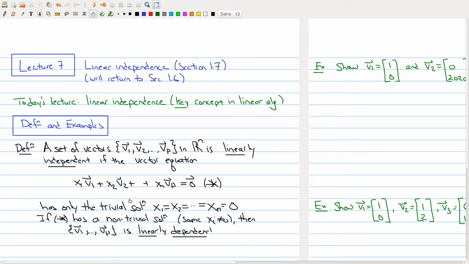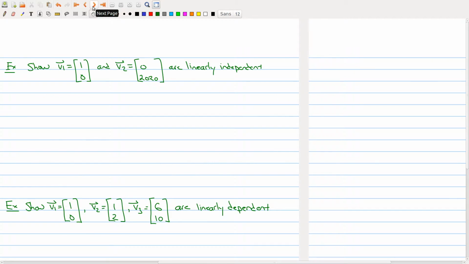And if star has a non-trivial solution, if somehow we can find xi's that we can plug in and make the statement true, where one of the xi's is not 0, then we say that the set of vectors v1 through vp is linearly dependent. So let me give you an example of something that's linearly independent and something that is linearly dependent. Here we have two vectors, (1, 0) and (0, 20), and we want to show that these two vectors are linearly independent.